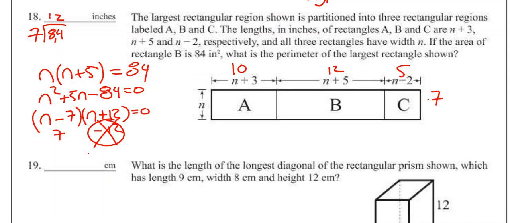So 10 plus 5 is 15. 15 plus 12 is 27. 27 plus 7 is going to be 34. 34 times 2 is going to be 68. I hope that is the right answer. Yep, it is. All right, look at that.